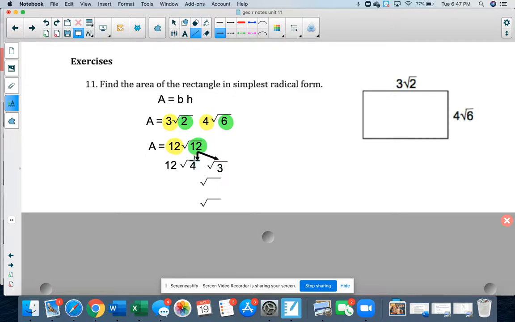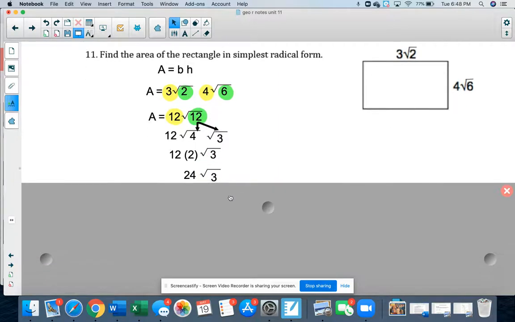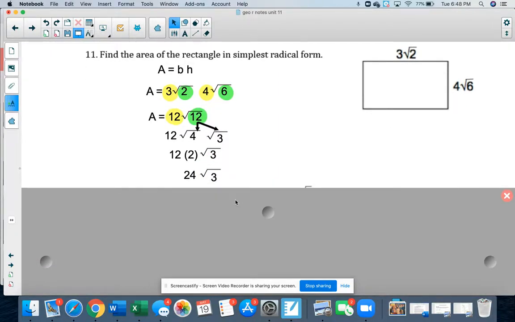Now, why do I write the 4 first? Because that's the perfect square. The square root of 4 is 2, and this 3 will stay under the radical. So 12 comes here, the square root of 4 is 2, and the square root of 3 is radical 3. 12 times 2 is 24, and then that stays radical 3. So that's my answer right there. That is the area of that rectangle.